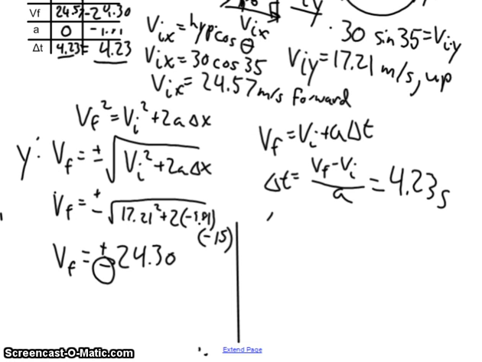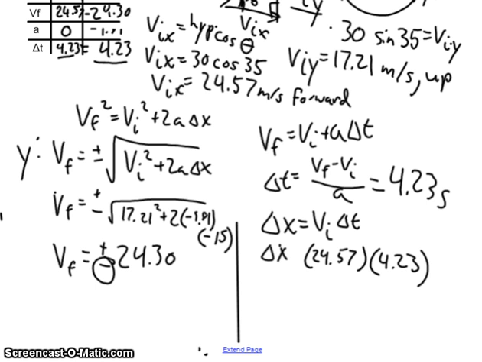The only equation that we could really use on the x side is delta x equals Vi delta t, because that's what our equation boils down to. And so all we need to do is plug in our time and our initial velocity, of which we know both. It is the 24.57 that we had before, times our 4.23, and we end up with an approximate displacement of 103.93 meters. Dang, that was a far shot. Well done, green arrow.